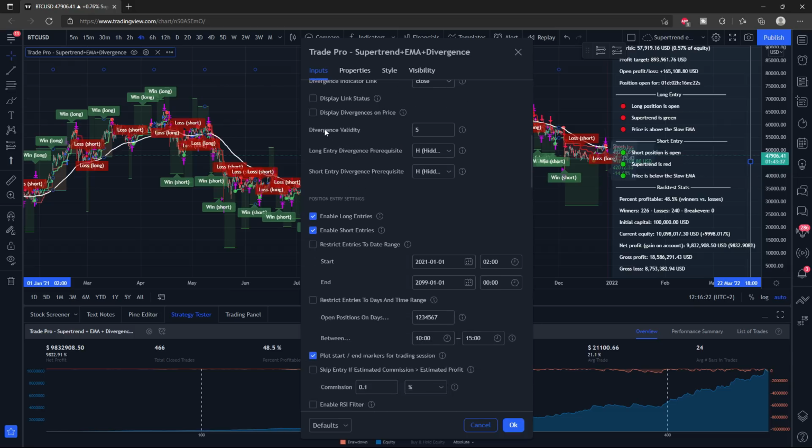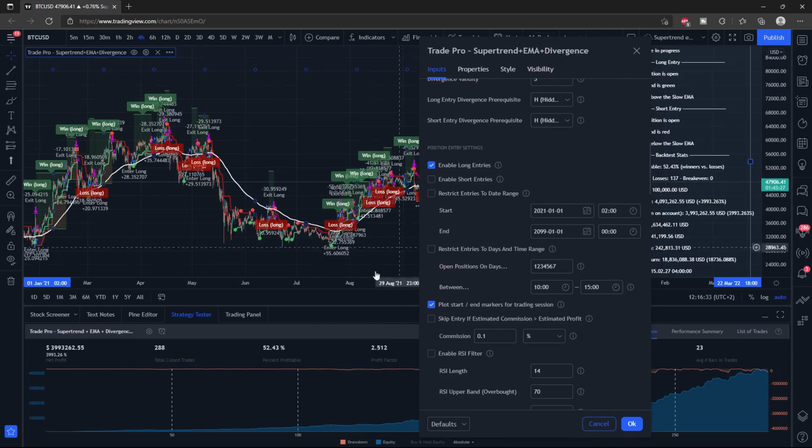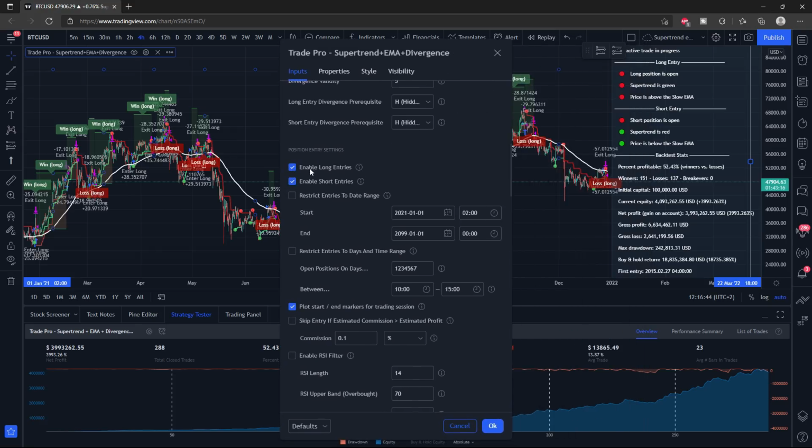And you can also change the divergence validity and a couple of other factors there. There's the position entry setting. So if we only want the strategy to enter long, let's see how that affects the results here. So they get significantly better. Net profit goes down because it's only taking long entries, but the actual profit factor goes up. Percent profitable goes up when only allowing it to take long entries.